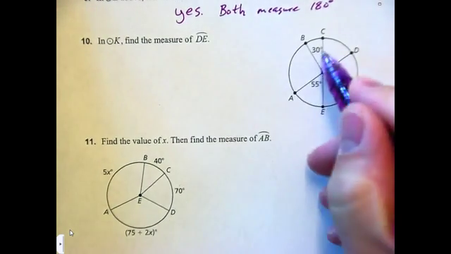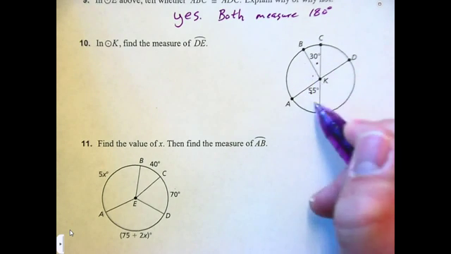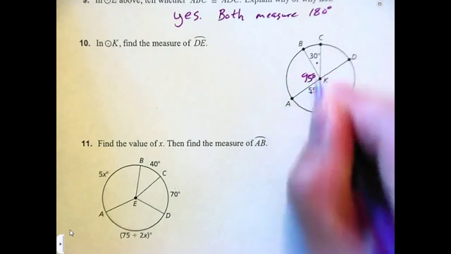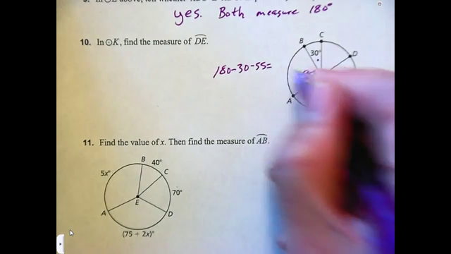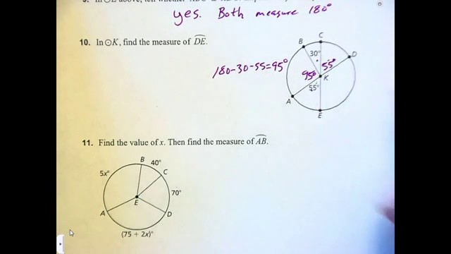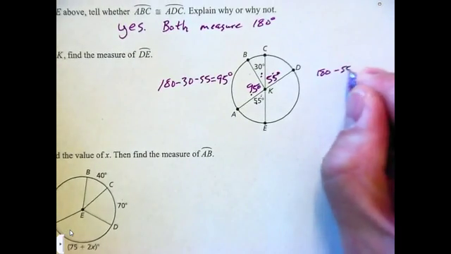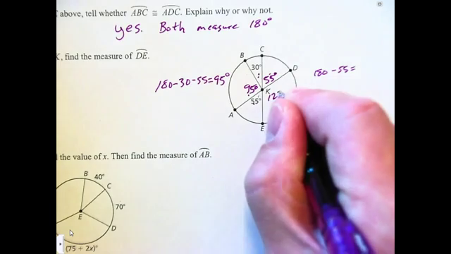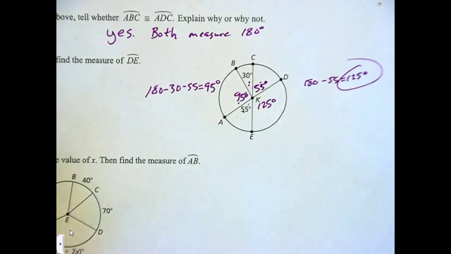All right, circle K, find the measure of DE. If I go 30, 55, and what is 180? All these have to add up to 180. This would be 95, because 180 minus 30 minus 55 equals 95. Okay, this right here is 55 by vertical angles. Say 180 minus 55 gives us this angle, which is 125, and that is DE. So 125 degrees. Okay, so technically we didn't even need that one, I guess.